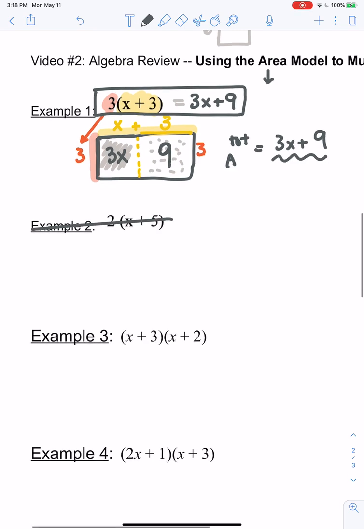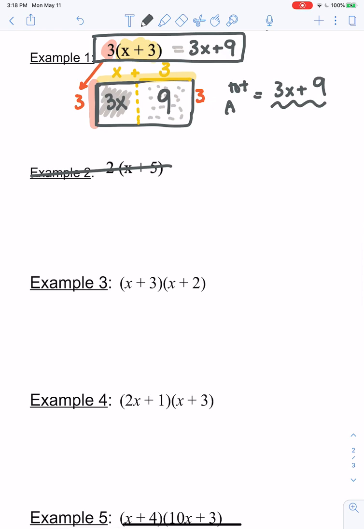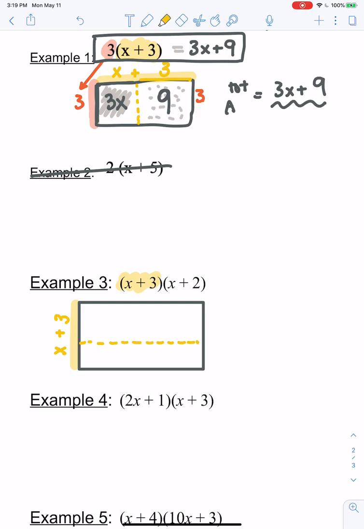Let's actually skip example number 2 and let's move on to a little bit more complicated one. So example number 3, here we have x plus 3 times x plus 2. So again, we're going to draw out this rectangle. We're going to start with x plus 3. We'll call that this side of our rectangle here. And I'm going to write it sideways, x plus 3. So 3 will be about that much. And then times x plus 2. So that'll be this side here.